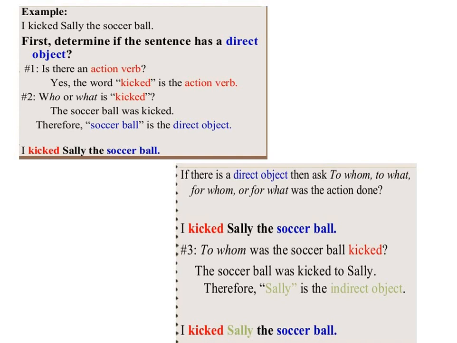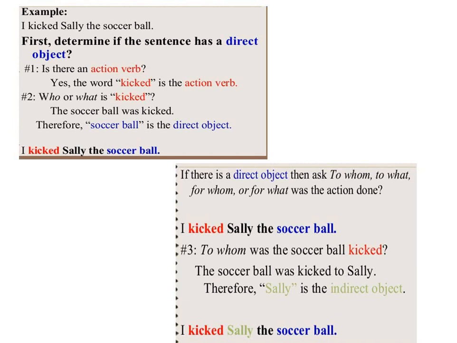So, if there is a direct object, then ask to whom, to what, for whom, or for what was the action done. When identifying the direct or indirect object, first you have to see if there is an action verb. If there is an action verb, then there must be the direct object. Then after identifying the direct object, again identify if there is any question to ask, like to whom, to what, for whom, or for what action was done. I kicked Sally the soccer ball.